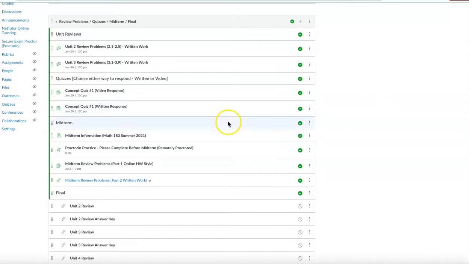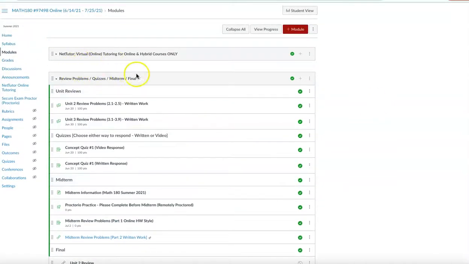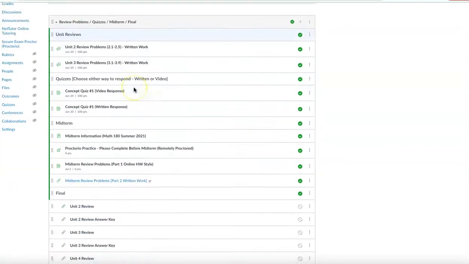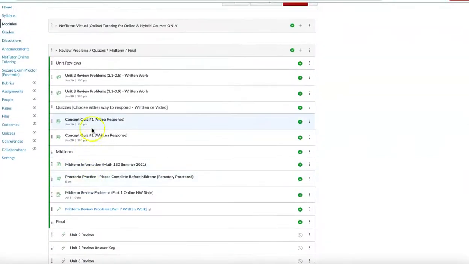So once you get into our Canvas course and you get to the modules, you'll see in the review problem section, midterm final area here. In the midterm area here, you will see 4 links for us. First is just the overall general information, which I'm going to click on, and we'll take a look at that.